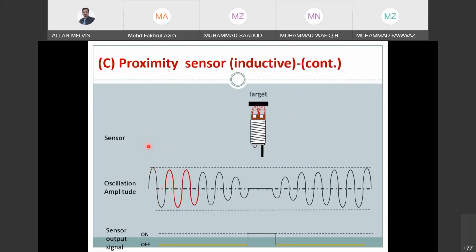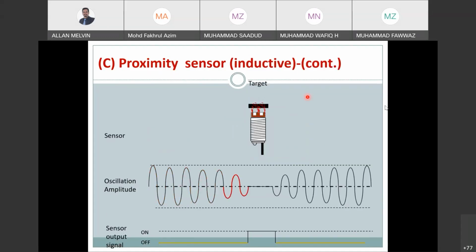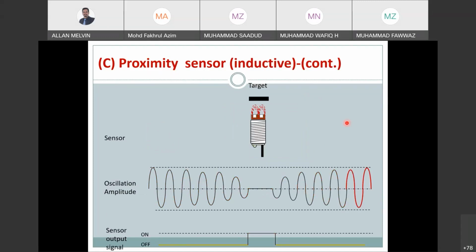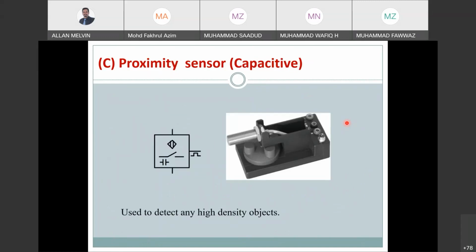Okay, so if the question asks you to draw the particular symbol, make sure you know what to draw. So this one is also the same, only the bottom part has the capacitor symbol. So it looks almost the same.